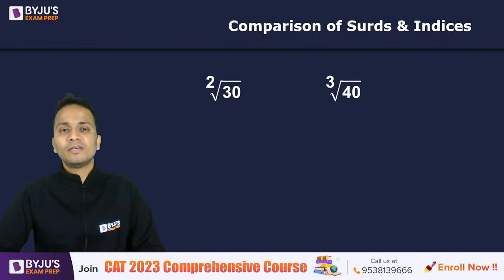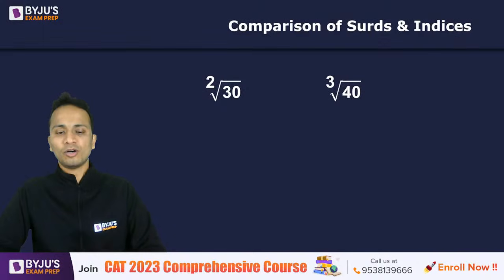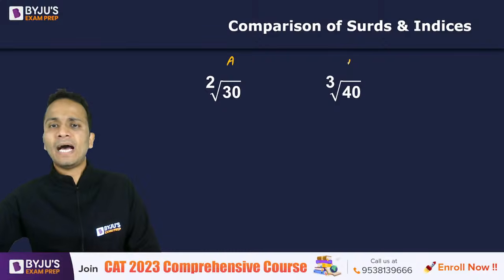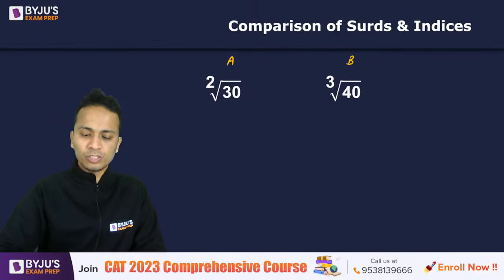Square root of 30 and cube root of 40. So once again, let's denote them A and B. Now out of these two, tell me which one is larger.